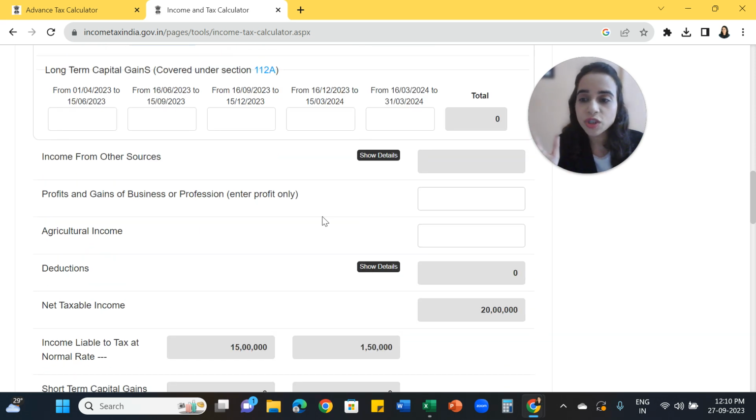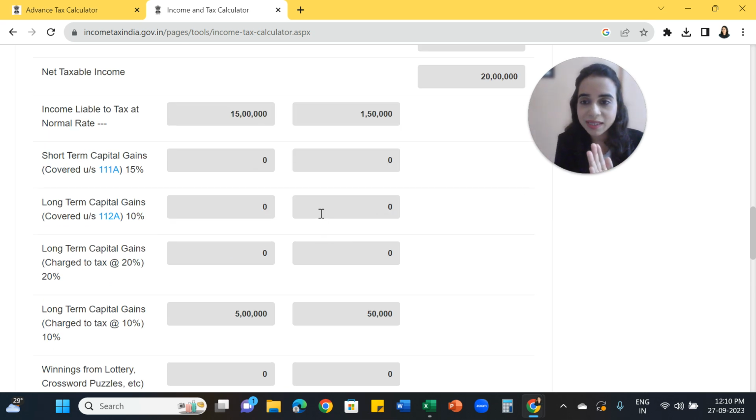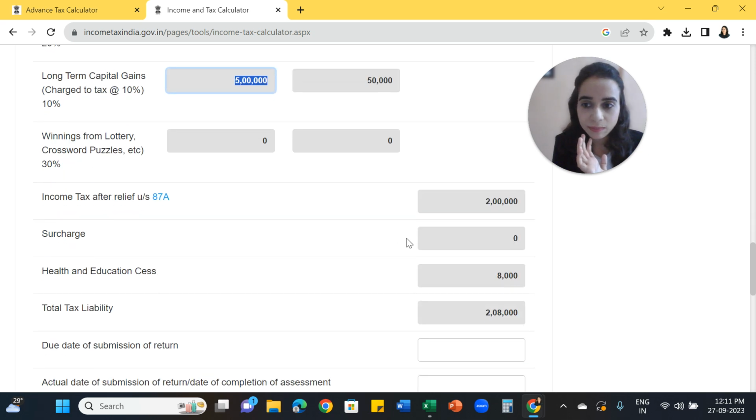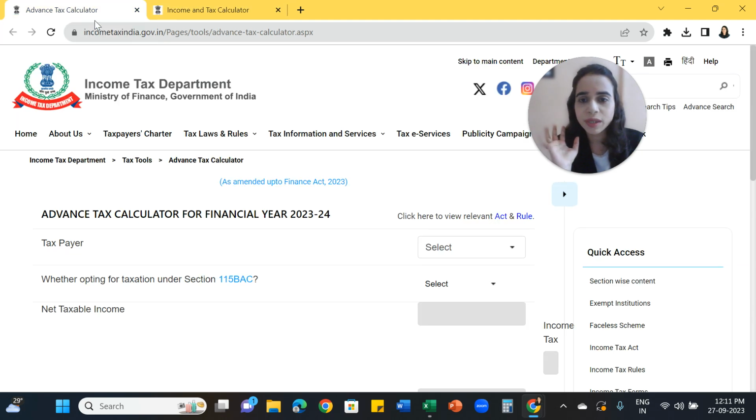All right, so this much in income details I have put in, and now I will ask the income tax calculator to calculate it for me. So this is 15 lakhs and this is 5 lakhs. All right, and it has also calculated 87A, health and education cess. So it has already calculated that the total tax liability arrives at 2,08,000. Now it is going to remain 2,08,000 only. Even if you put it in the advance tax calculator, it will remain the same.